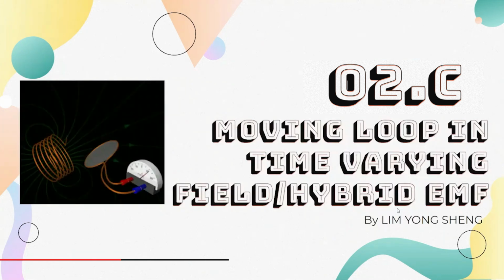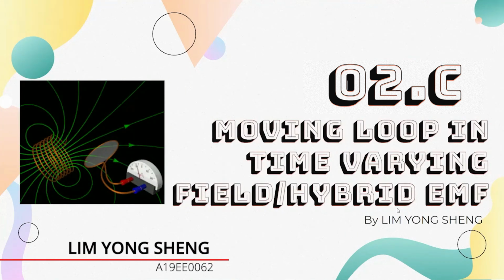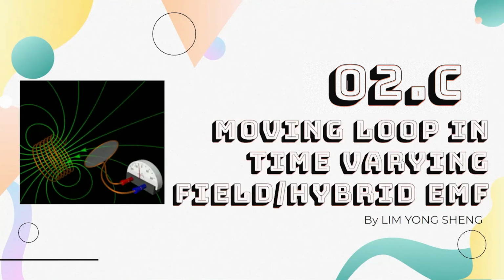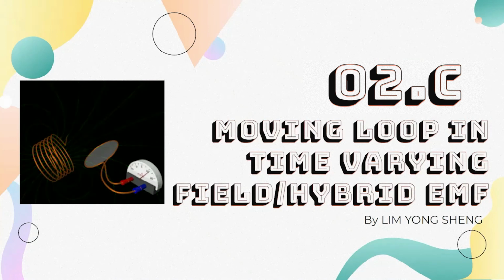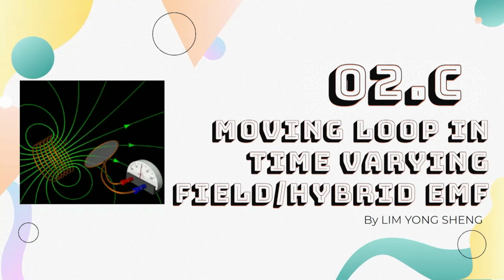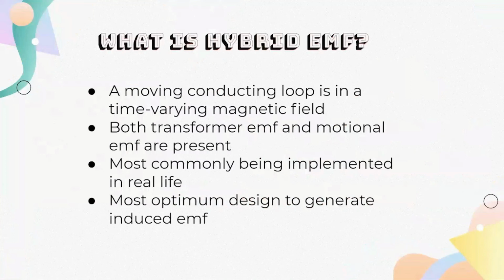Thank you. Hi guys, I'm Lim Yong Shen from Group 1. I'll expand on the third case, which is moving loops in time-varying fields, or we can call it hybrid EMF. So what is hybrid EMF? Hybrid EMF is a moving conducting loop, or maybe a conductor, in a time-varying magnetic field. So in this case, both transformer EMF and motional EMF are present at the same time.